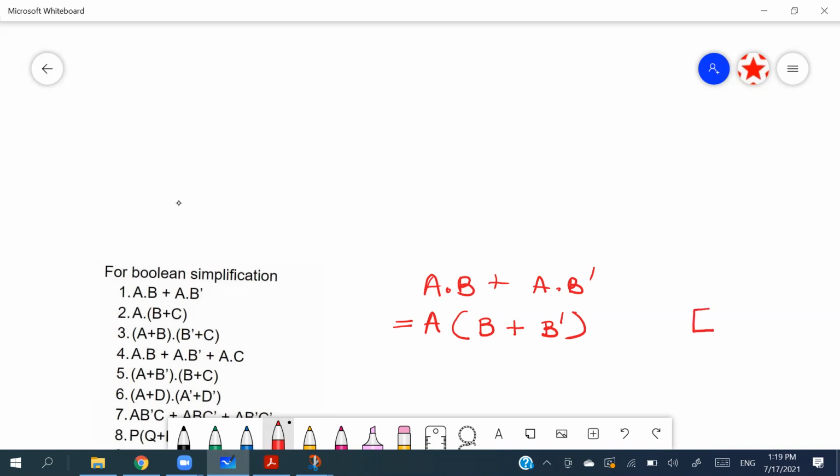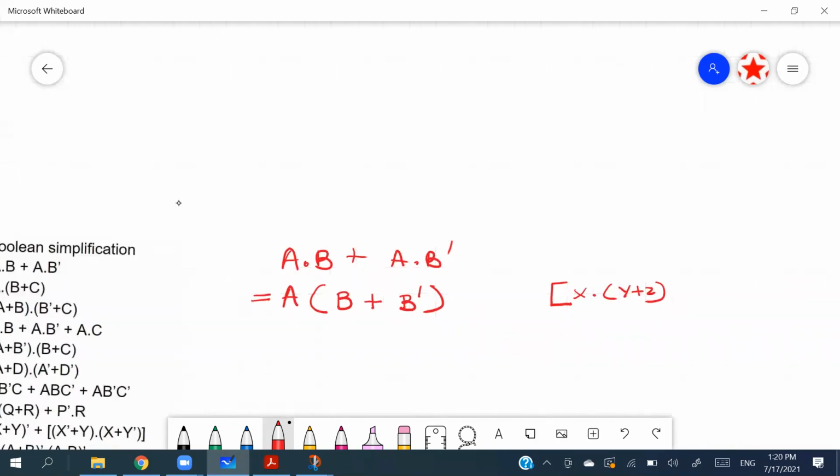When we are doing this simplification, it is a must to write what is the law that we have used. It's better you show the particular law. Here we use the distributive law. So we can say x dot (y plus z) equals x dot y plus x dot z. That is the reason. So B plus B bar, from the inverse laws, is 1.